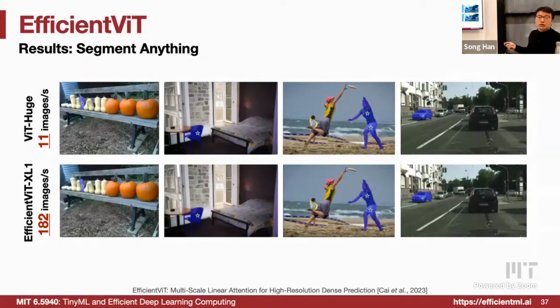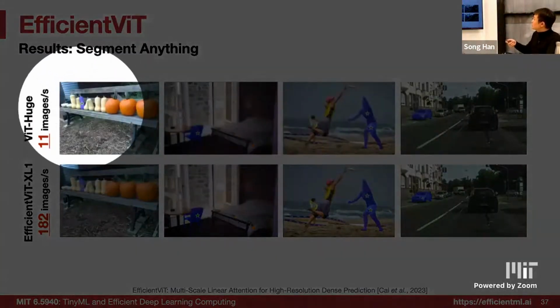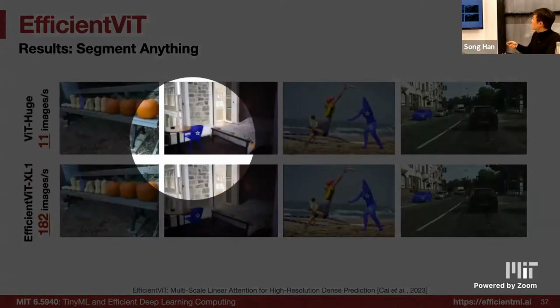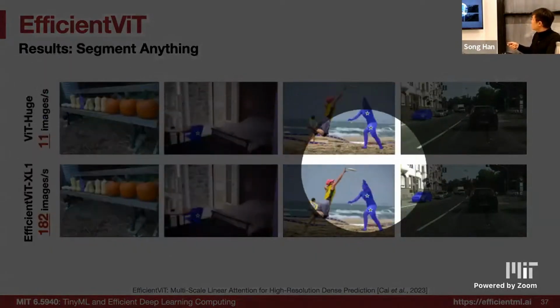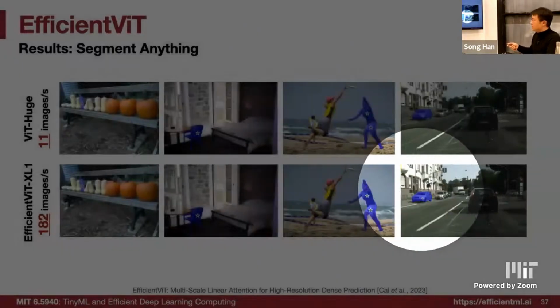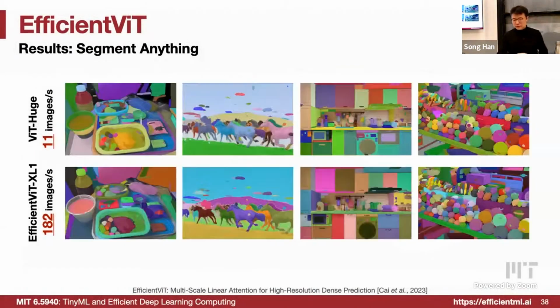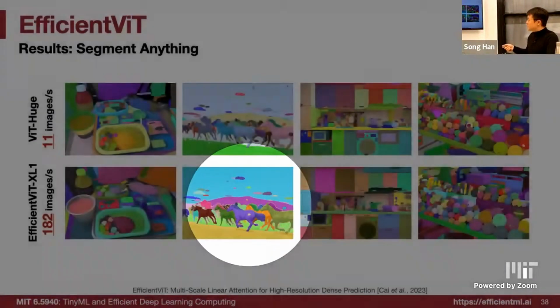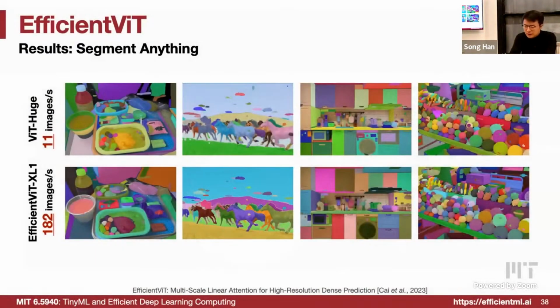Another example is showing the dot prompt. You have a single asterisk. This is the prompt. Segmenting the pumpkin. This is the chair. This is segmenting the person. Segmenting the car right here. We can also segment everything. So given a lot of dots everywhere in the image, it tries to segment everything. This is before acceleration. This is after acceleration. You can see the quality is very well maintained.